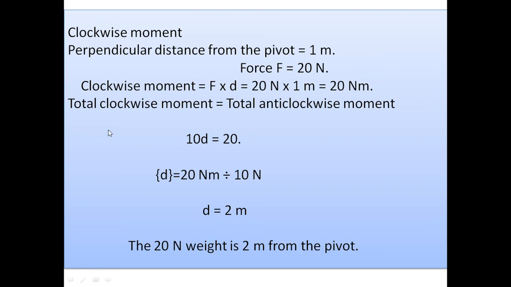If the bar is balanced, the total clockwise moment is equal to the total anti-clockwise moment. 10D equals 20 Newton meters. So 20 Newton meters you have to divide by 10, then you get D equals 2 meters. So the 10 Newton weight is hung 2 meters away from the pivot. See how easy these calculations are?